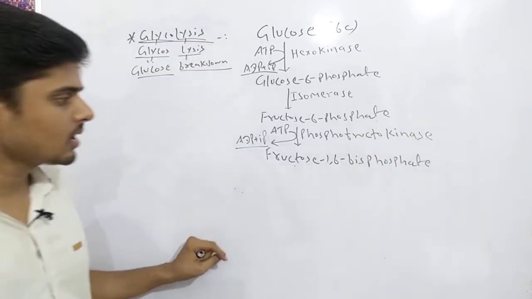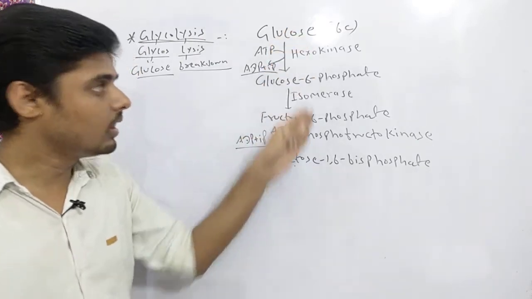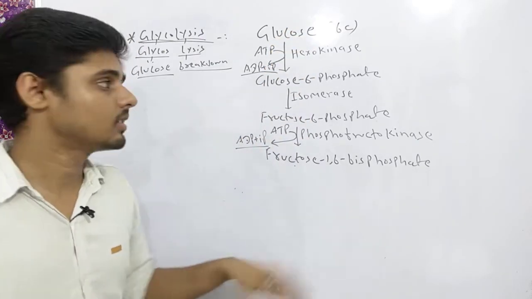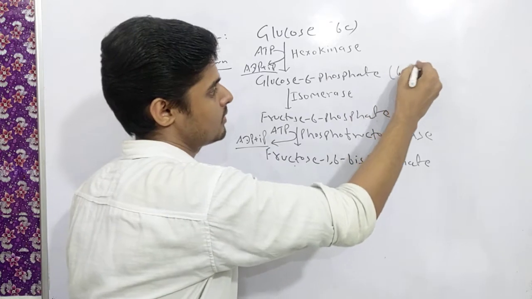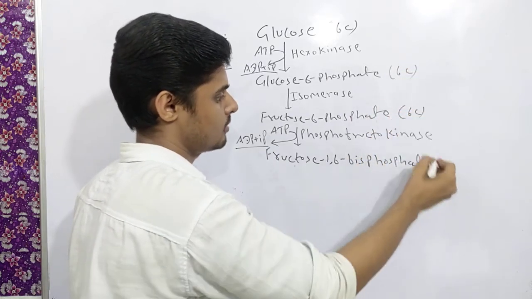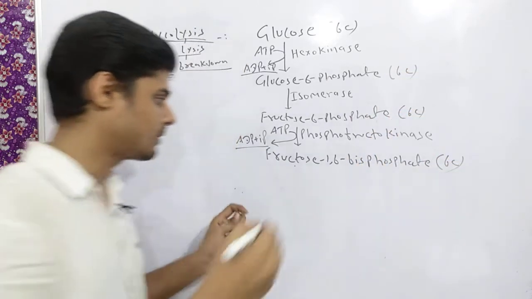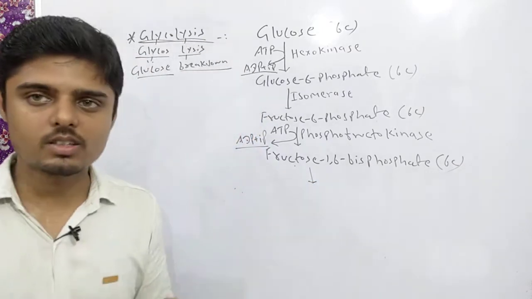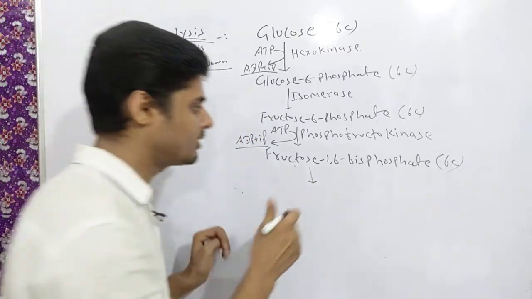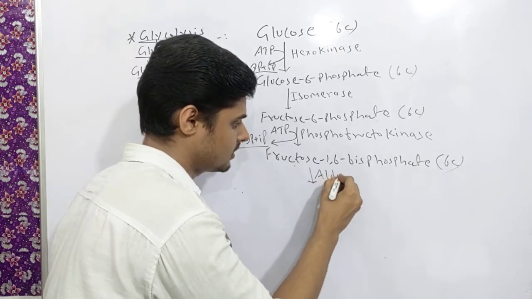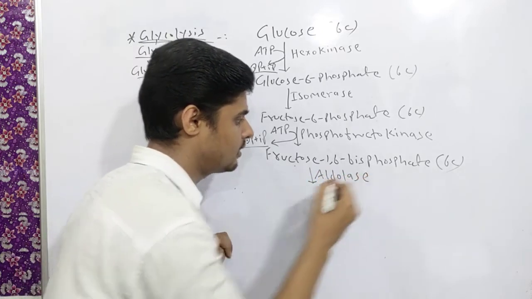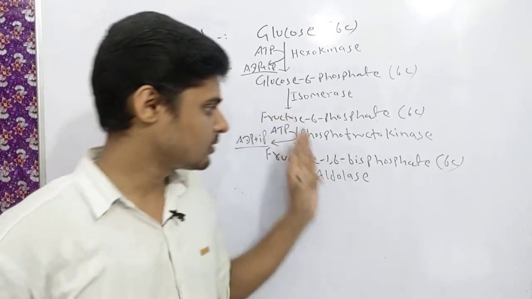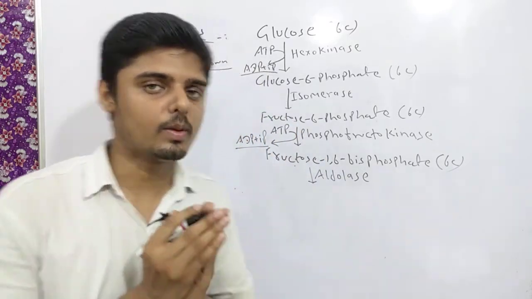Phosphofructokinase. Now all the molecules are 6 carbon, like this is also a 6 carbon molecule, this is also a 6 carbon molecule, this is also a 6 carbon molecule. Now this fructose 6 phosphate just splits into two parts by the help of enzyme aldolase. Which enzyme works here? Aldolase, which breaks the fructose 1,6 biphosphate into two parts.